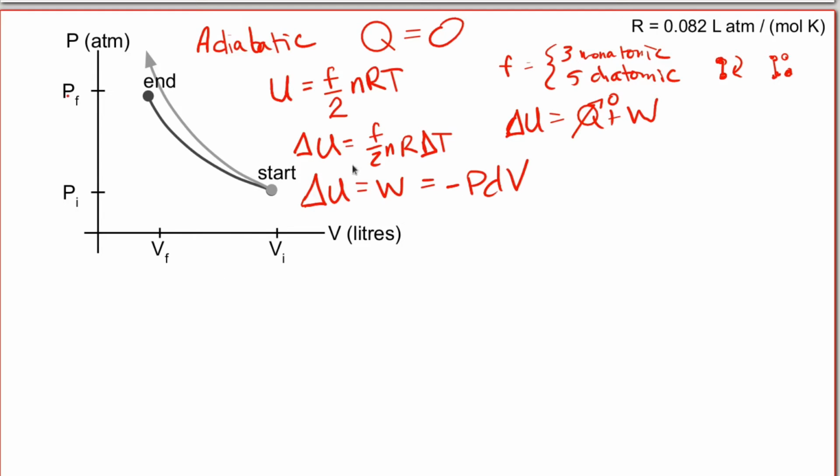So we have 2 expressions for the change in energy of the gas here. F halves nR delta T must equal negative P dV. So I have a relationship between changes in temperature dT and changes in volume dV.